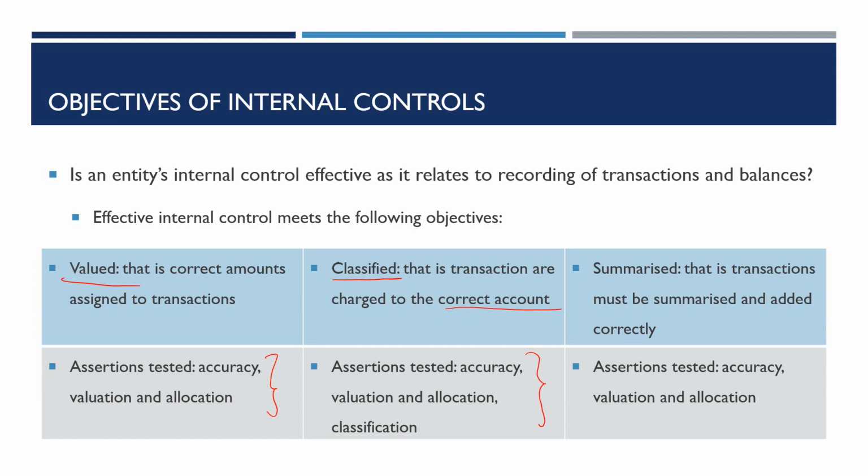Next is summarized. There are controls in place to ensure that the transactions in the books are summarized and totaled correctly. If the system of internal control meets this objective, then accuracy and valuation and allocation assertions are likely to be valid.